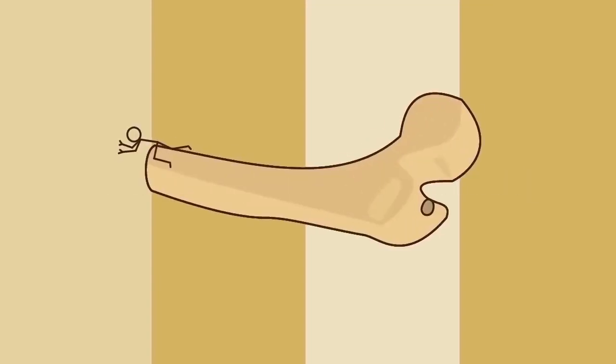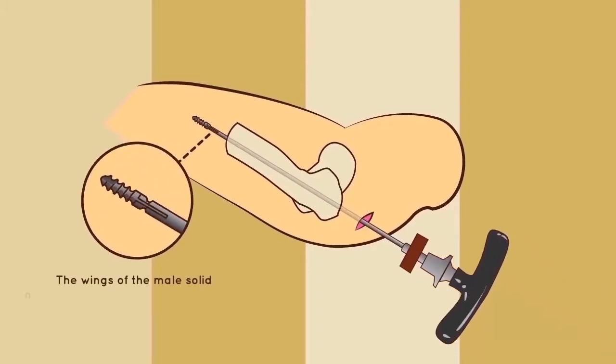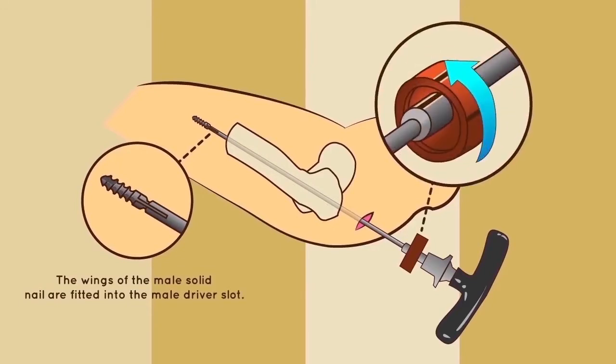Male component assembly. The male component is inserted retrograde from the osteotomy through the proximal fragment. An incision is made at the buttock to allow the extremity of the implant to exit proximally. The male driver is then introduced over the male component. The wings of the male solid nail are fitted into the male driver slot. To lock the male implant, simply rotate the eccentric ring to the lock position.